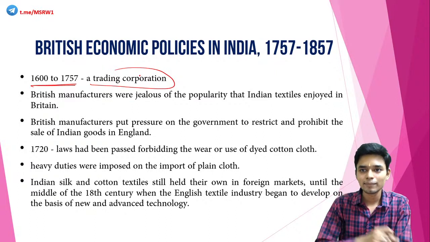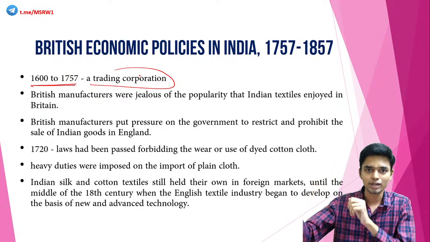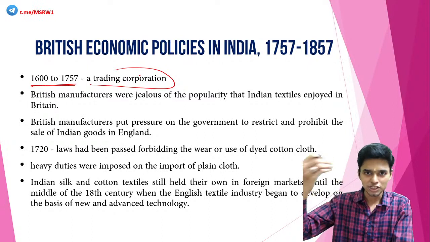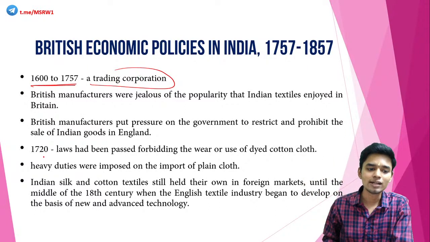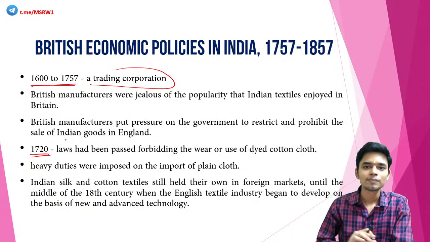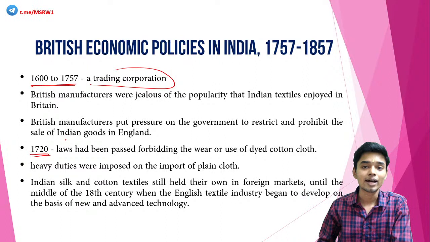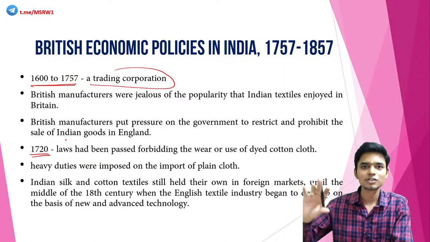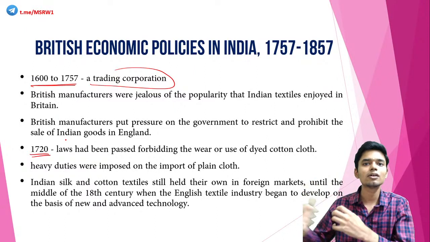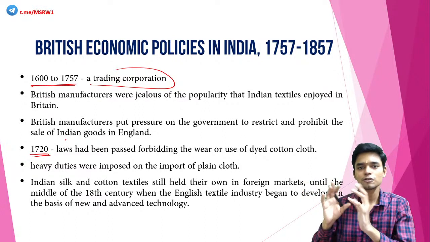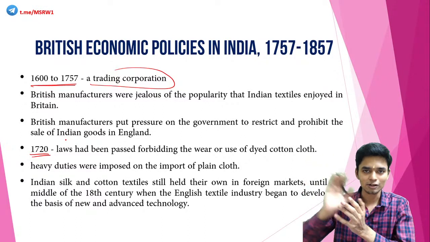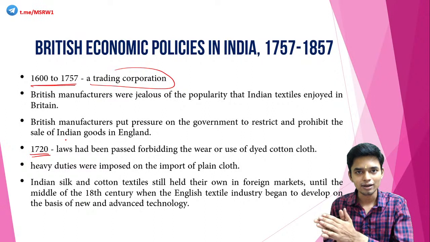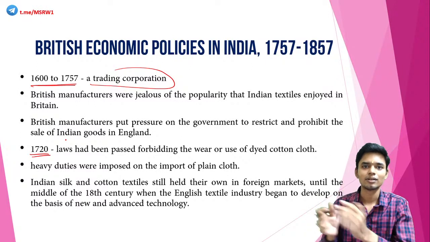So what did they do? They organized themselves together and started to protest against these heavy imports into Britain. They put pressure on the government, and finally by 1720 they managed to pass a law forbidding the wearing and using of dyed cotton cloth from India. The British textile industry was on the verge of collapse, so to protect themselves they pressured the British government into passing a law under which wearing or using dyed cotton cloth from India was punishable.